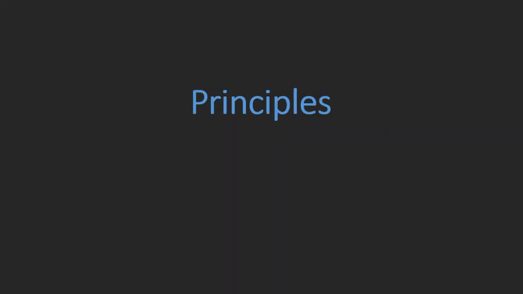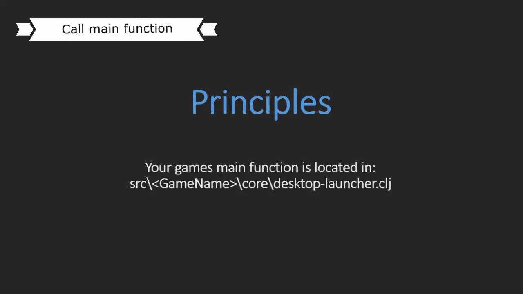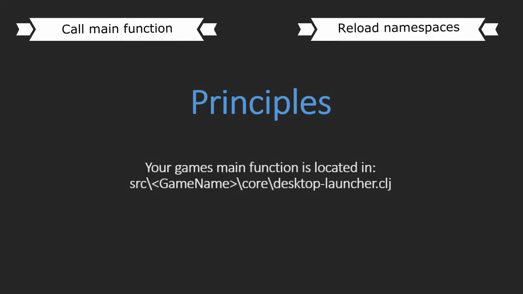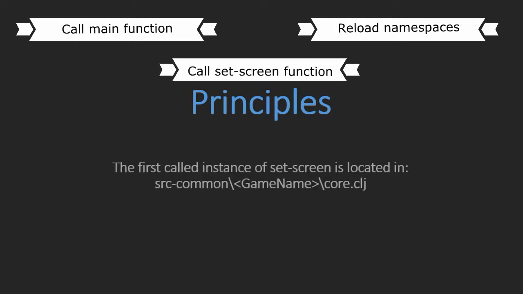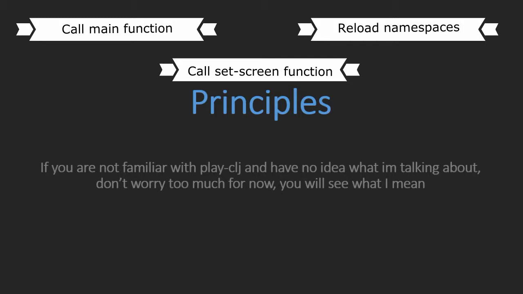Principle of live updating. Short story short, you have to call your game's main function, then reload any relevant namespaces, then call the setScreen function. That's it. After knowing this, we can start to implement it.